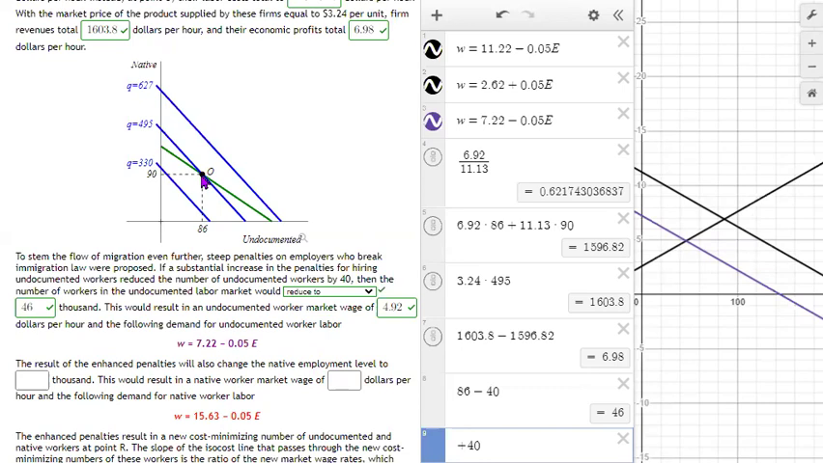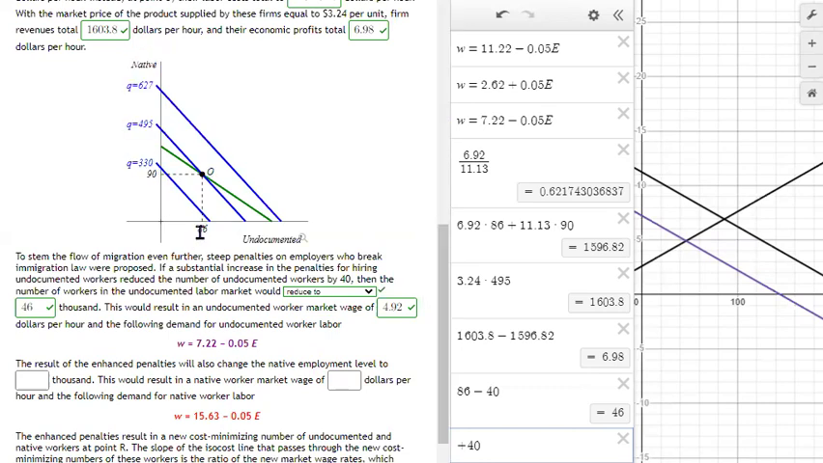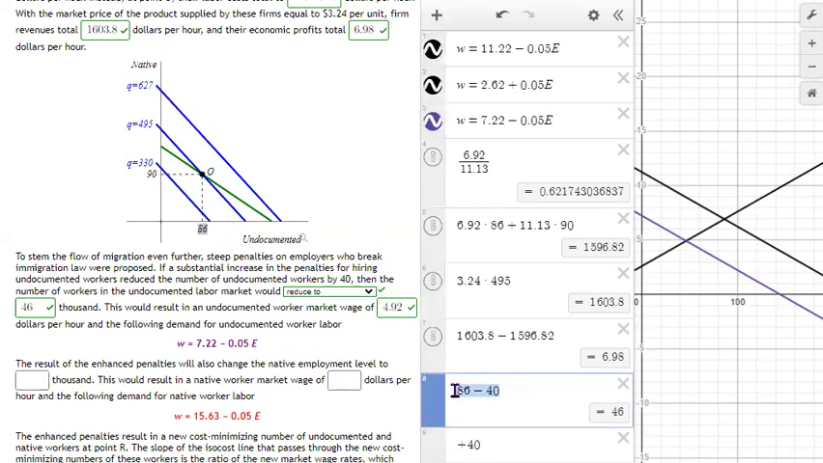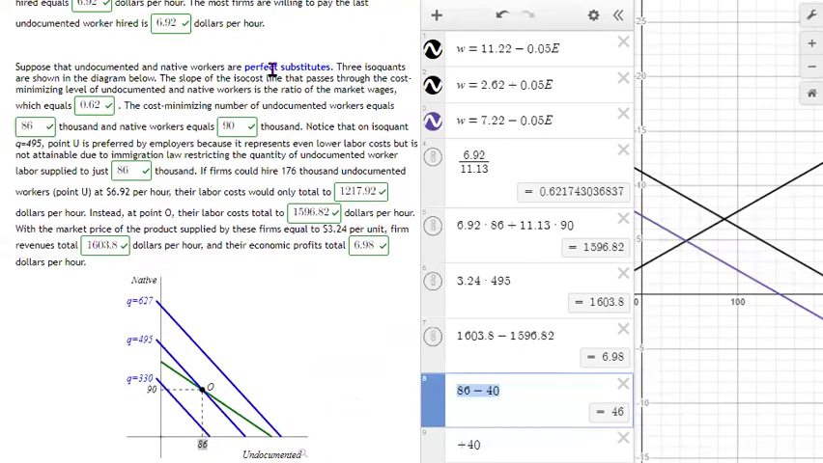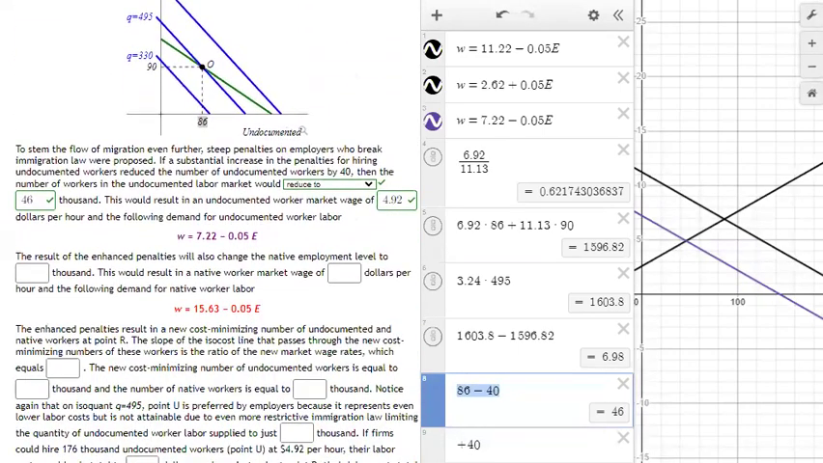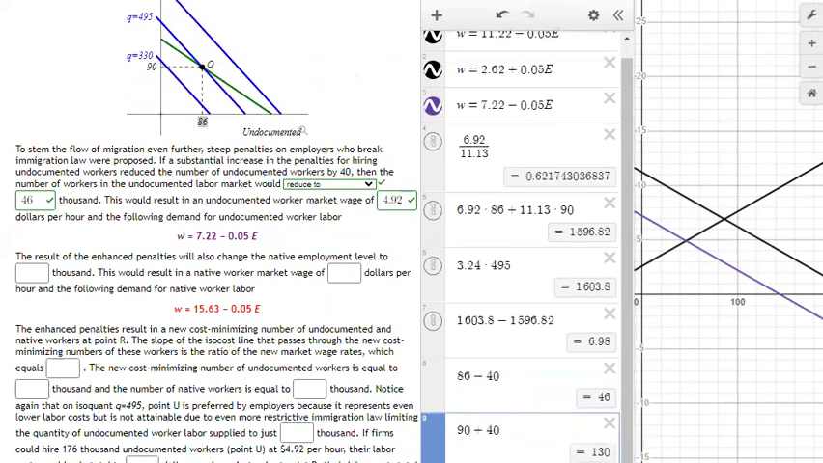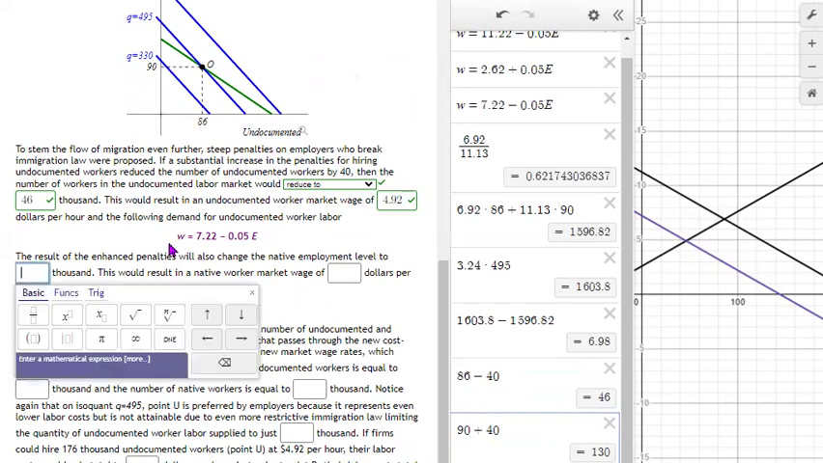Well, before the enhanced penalties, 90,000 native-born workers were working, right? 86,000 undocumented workers were working. But the enhanced penalties reduced 86 to 46, right? And these workers are perfect substitutes, right? So when employers lose 40 undocumented workers, they're going to have to add 40 native-born workers, and they're going to add that to the 90. So the new employment level of native-born workers is 130,000.